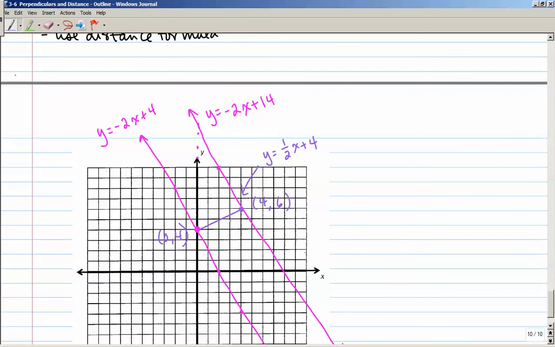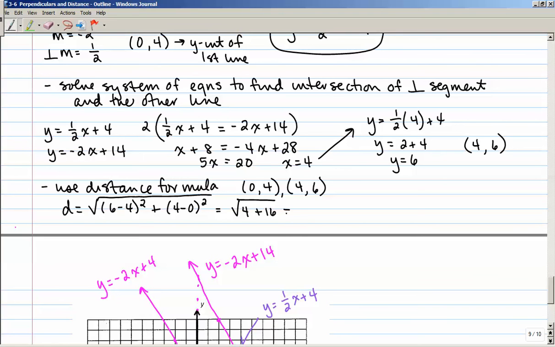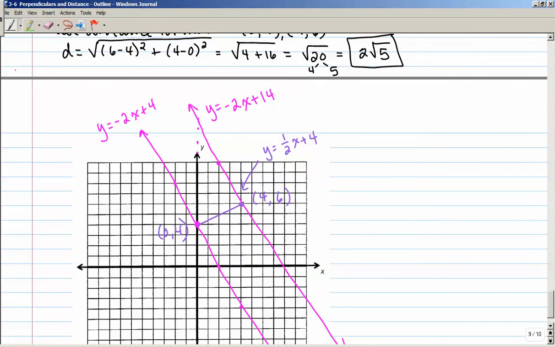Now to find the length of that segment, I'm going to use the distance formula. So using the distance formula on (0, 4) and (4, 6), I get the distance equals the square root of 6 minus 4 squared plus 4 minus 0 squared, or the square root of 2 squared, which is 4, plus 4 squared, which is 16, or the square root of 20, which simplified, that's a 4 and a 5, gives me 2 square root of 5. So the distance between these two parallel lines is 2 square root of 5 units, because that's the length of the perpendicular segment between those two lines.